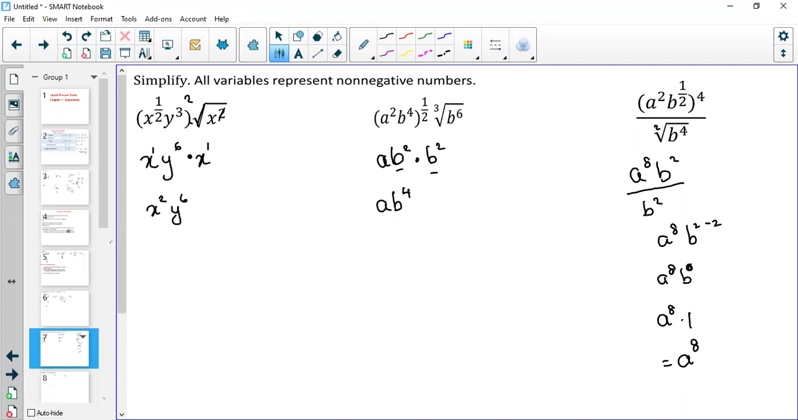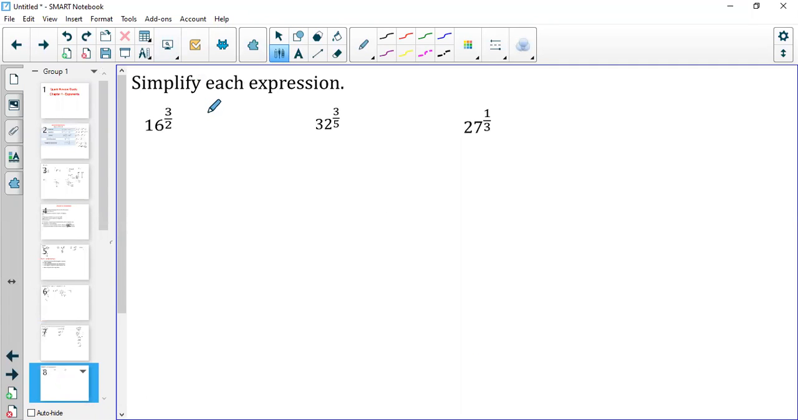Okay, so let's move to the other thing. Simplify each expression. Right, so pause the video here and try to do it by yourself, so that if you think you don't know anything, you can simply go through those points again. Now, if you have done it by yourself, let's check how to do this.